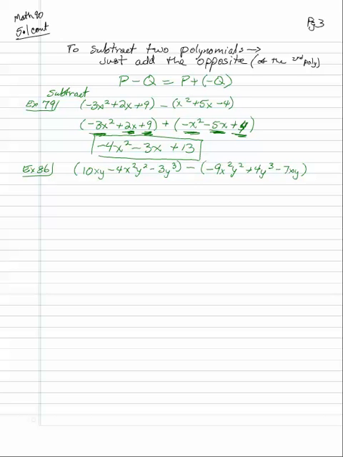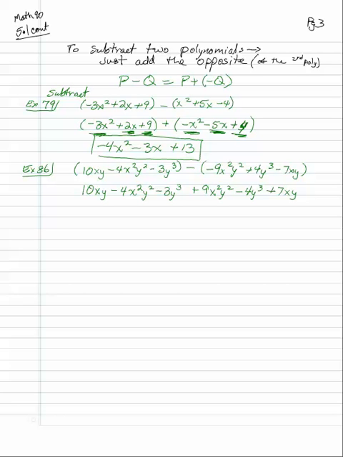Okay, let's try number 86. Again, I'm going to leave the first one alone, and I'm going to add the opposite. So I'm going to take the second parenthesis and change all the signs. So it'll be plus 9x squared y squared minus 4y cubed plus 7xy. Now just combine like terms.